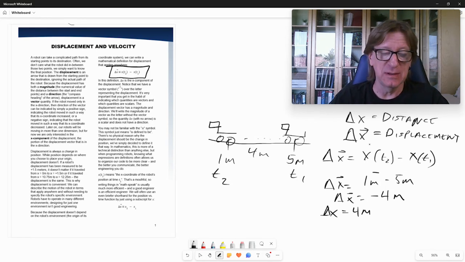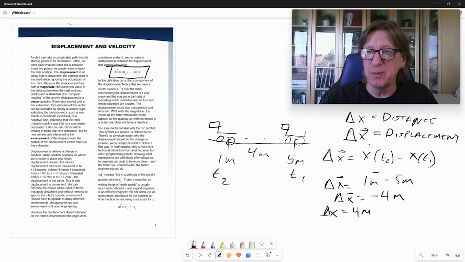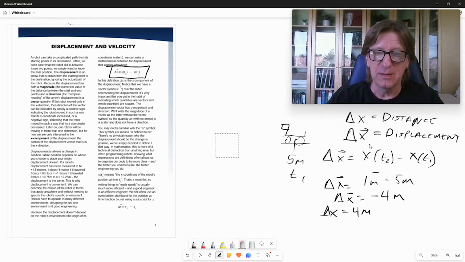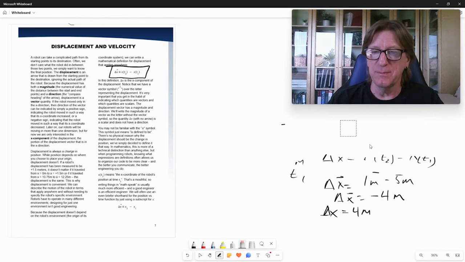Hopefully that makes some sense. And you may say, well, this isn't helping me. What's the point with this? What if, let's get rid of this, get some room so that we can write here.